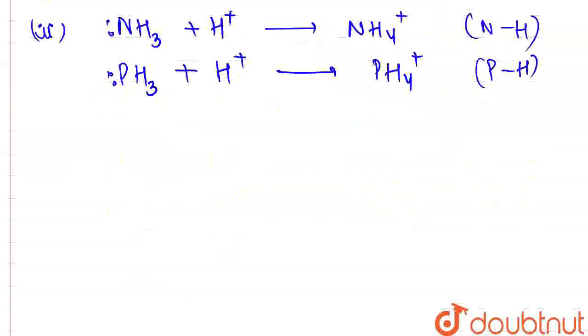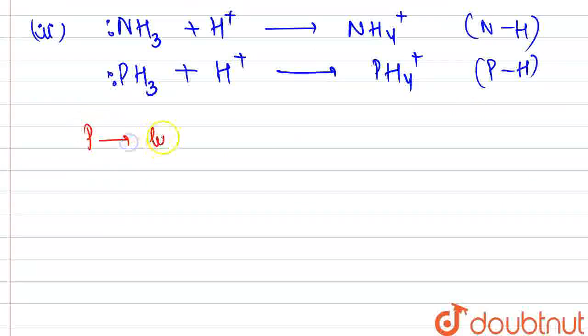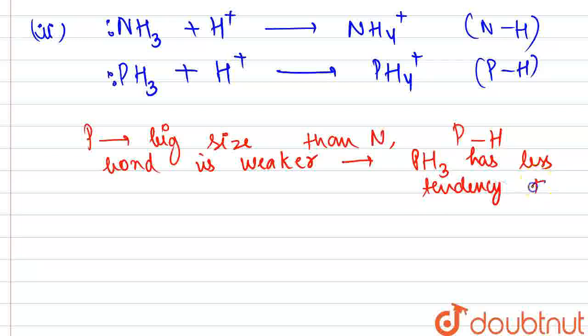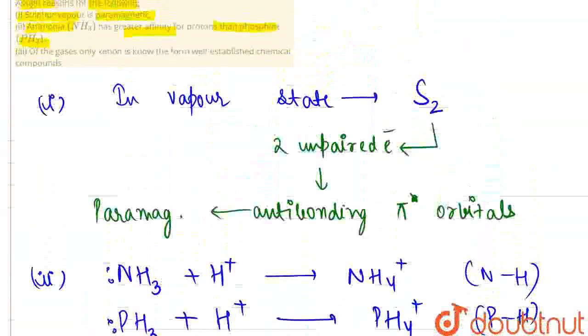So we know that phosphorus is having a big size because the number of shells are more than nitrogen. So because of this, the PH bond is weaker as compared to the NH bond. So as a result of which PH3 has less tendency to accept the proton as compared to NH3. Okay, so this answers the second part.